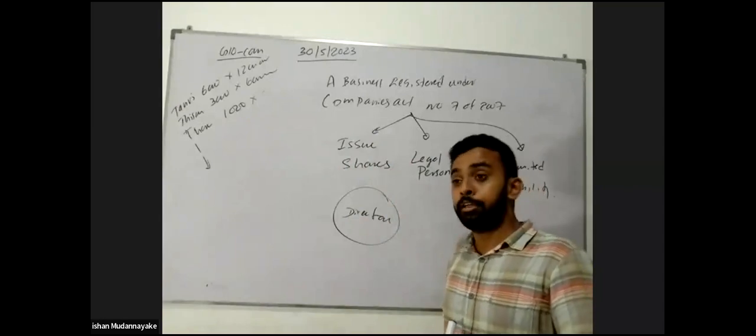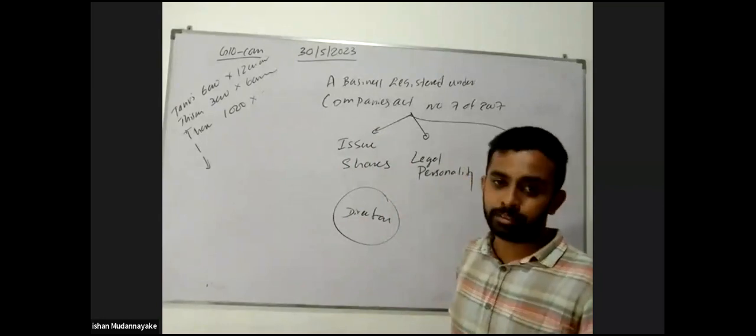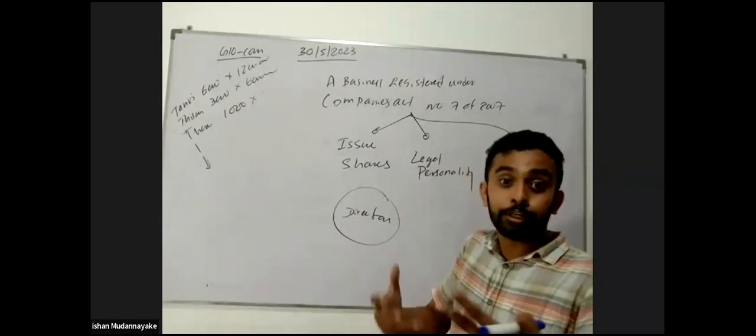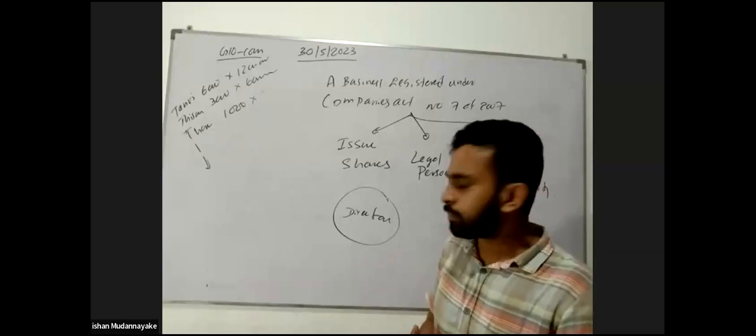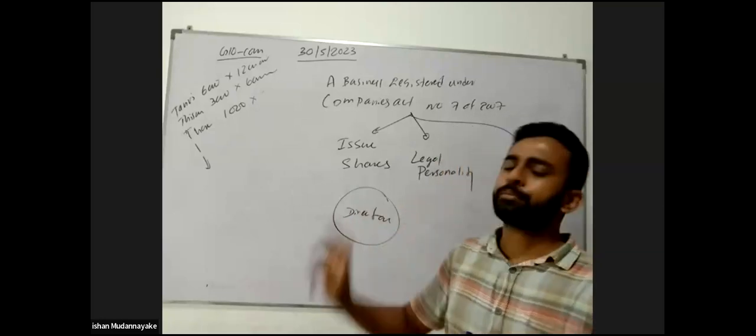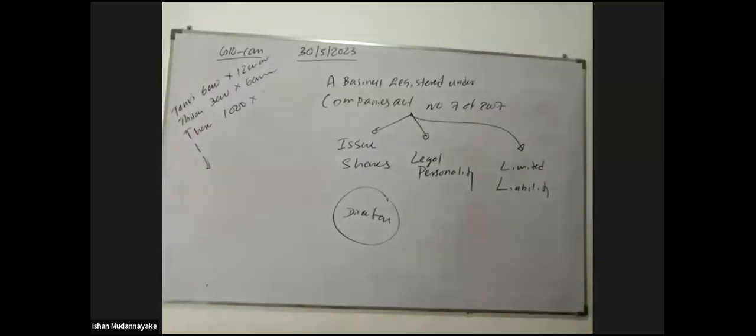But in a sole proprietorship or partnership business organization, if something happened to one of the persons, they will have to discontinue the business operation. But in a company, directors will continue the business operation. Okay, right then. The second characteristic is continued existence.